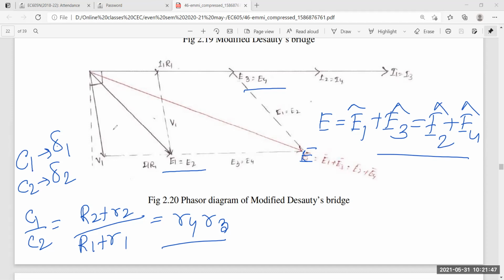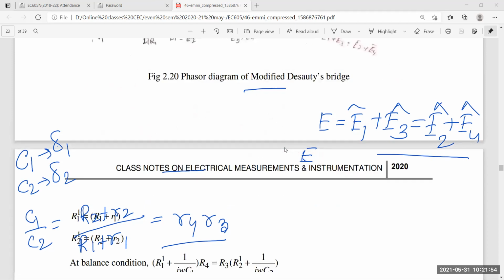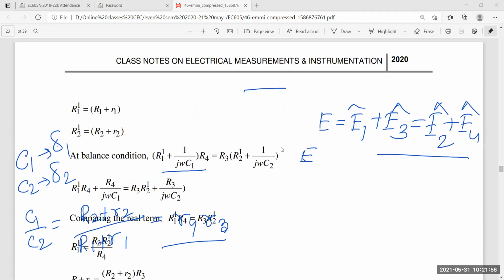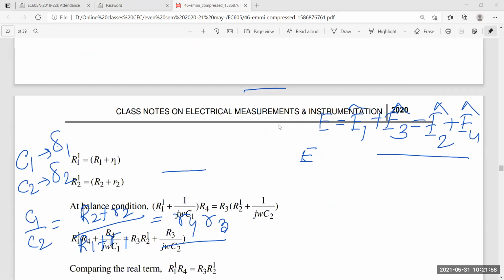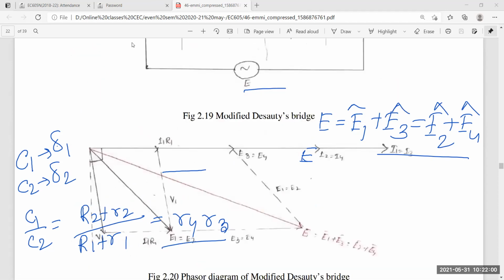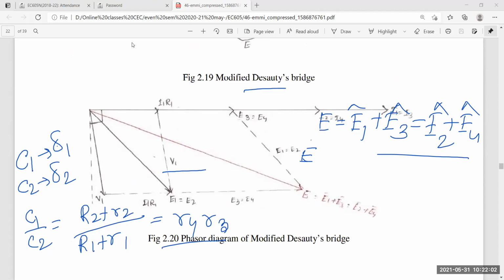From the phasor diagram, we can write the dissipation factor. Let me take you to that. Wait. So this is my phasor diagram. They have not shown it here, so let me show you. Let me share my whiteboard with you, then it will be easier. The phasor diagram is the same which I showed you.